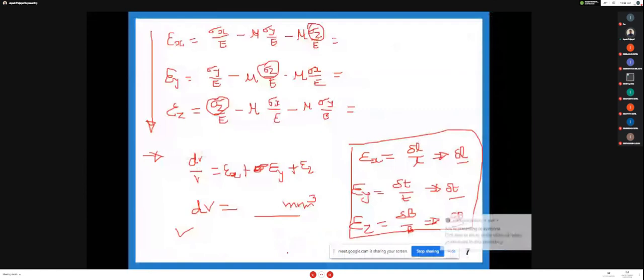So what is the change in volume? 3.68 into 10 raised to minus 5. Change in volume, it is a very small value.